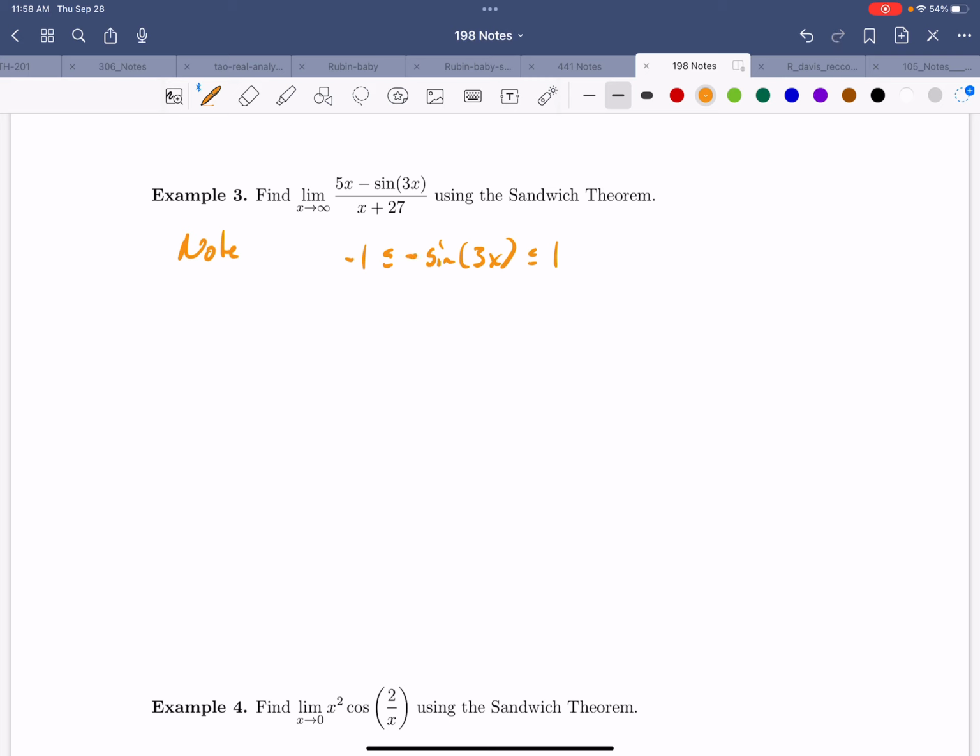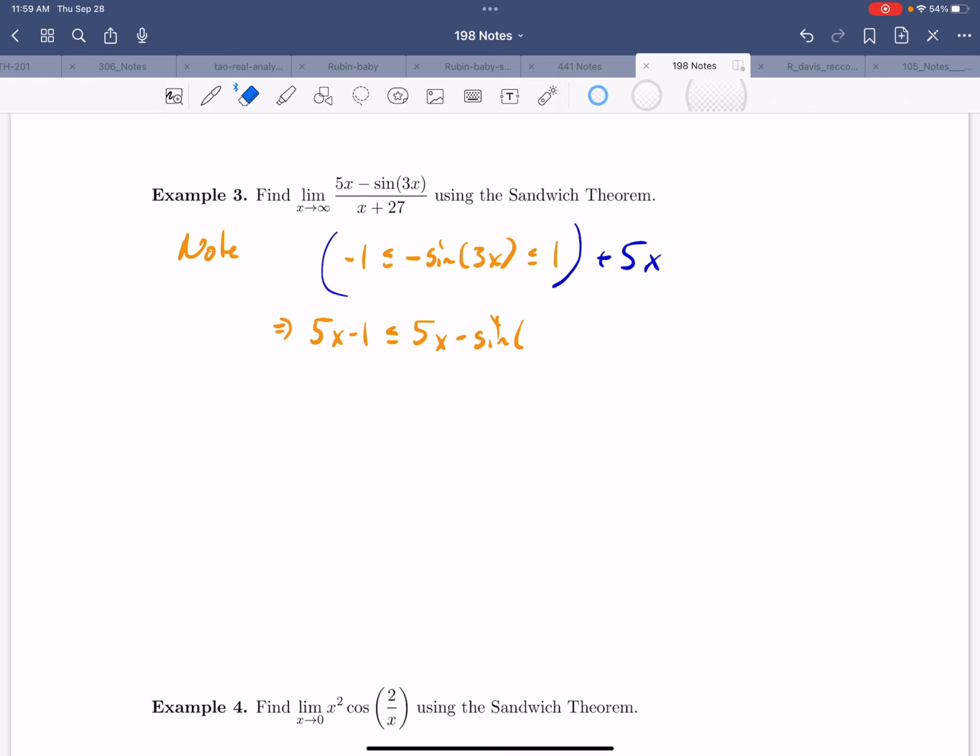You also can include the negative sign, right? Negative sine is still bounded by negative 1 and 1. So give yourself a head start and start with that. And then we're not going to multiply, we're going to add 5x to both sides. So we're going to have 5x minus 1 less than or equal to 5x minus sine of 3x less than or equal to 5x plus 1, right?